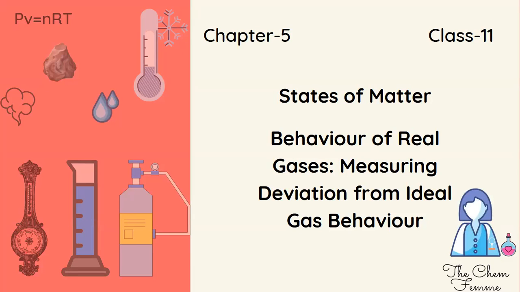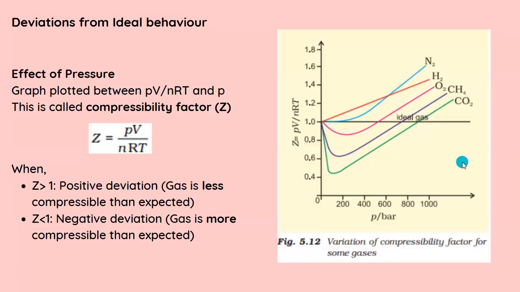In this video, we are talking about measuring deviation from ideal gas behavior. So there are two conditions. First is going to be the effect of pressure. Now here we've plotted a graph between PV by nRT and P itself. PV by nRT is equal to Z, and this Z is called the compressibility factor.